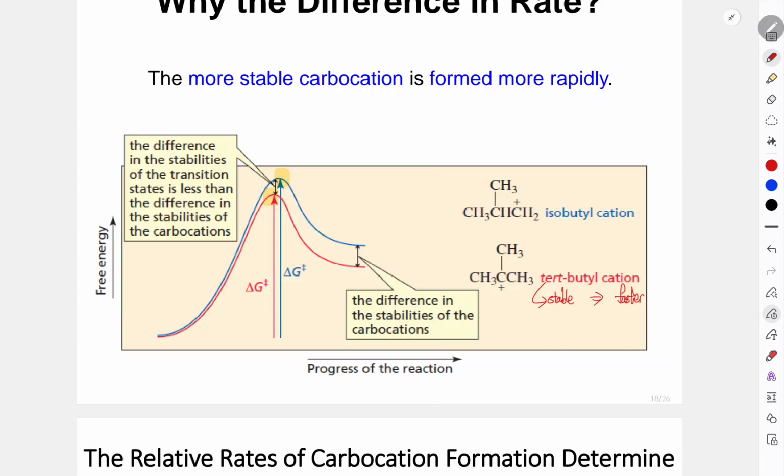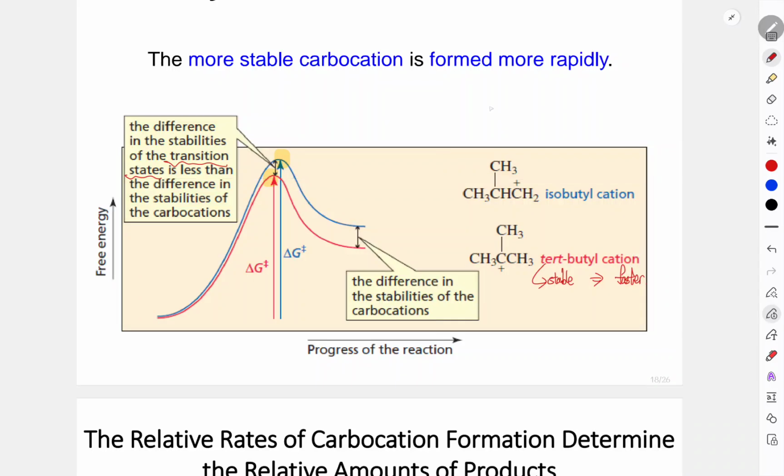But you may notice the difference in the stability of the transition state is less than the difference in the stabilities of the carbocation. What that means is the delta here is larger than the delta there. But it's still a delta, and the small delta changes the kinetics.